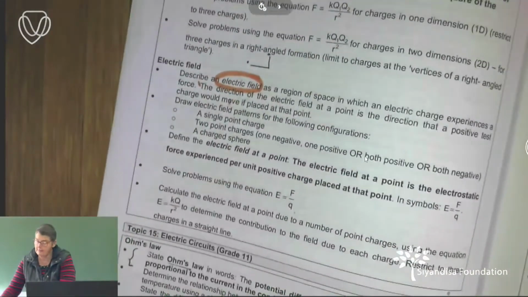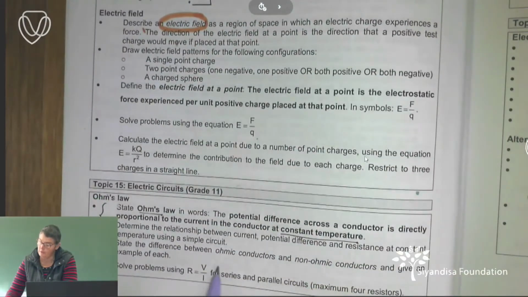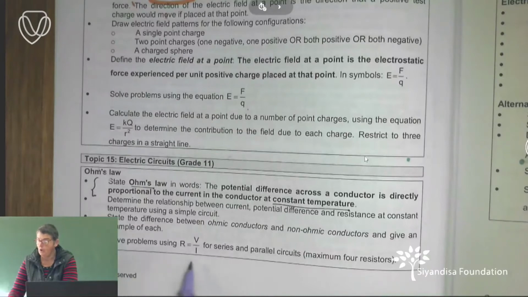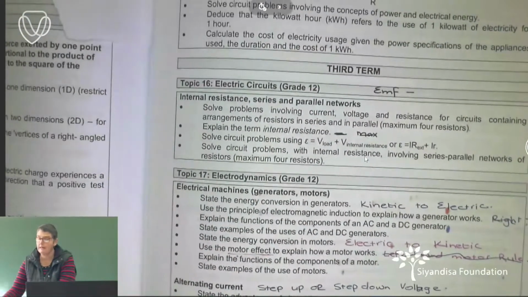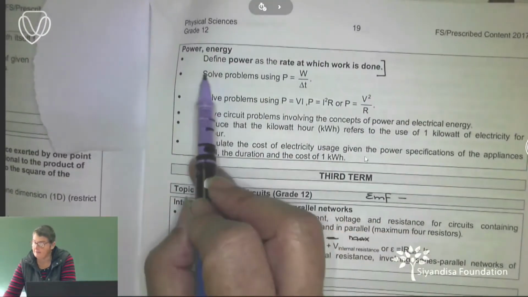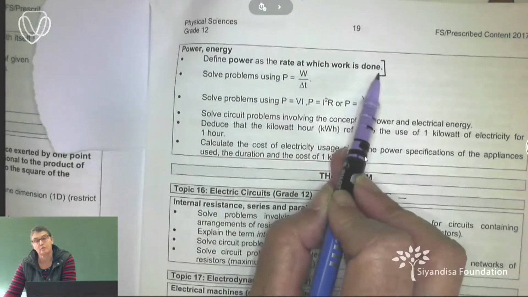The next thing that is important is we must be able to state the difference between ohmic conductors and non-ohmic conductors. Remember, your ohmic conductors obey Ohm's law, while your non-ohmic conductors do not. We must be able to use this formula for series and parallel circuits and for the maximum of 4 resistors. Then another definition that's important is power is the rate of change in work done.